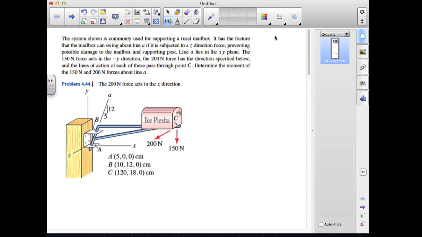We now take a look at a couple of try-me problems. The first one is based on problem 444 in your textbook. We have a system for supporting a rural mailbox.